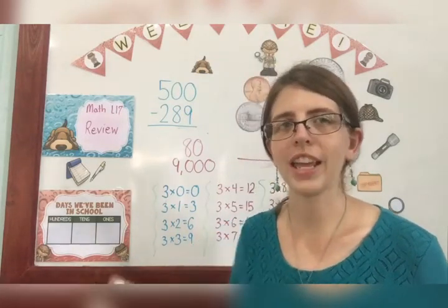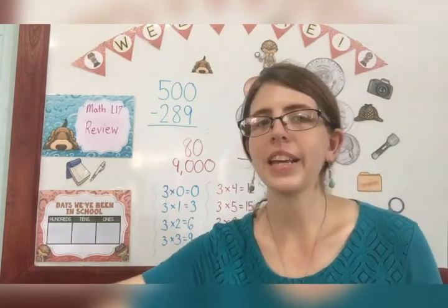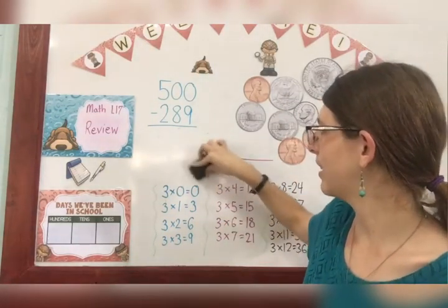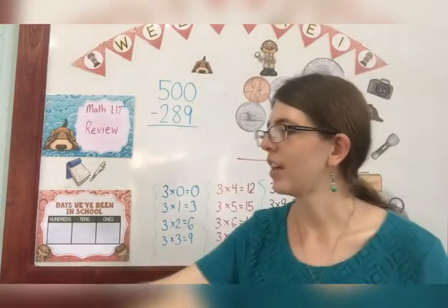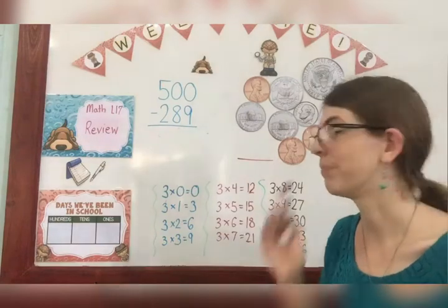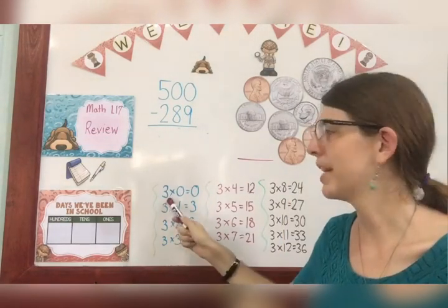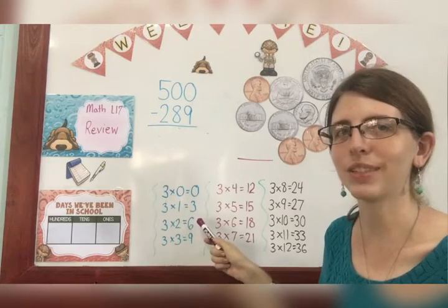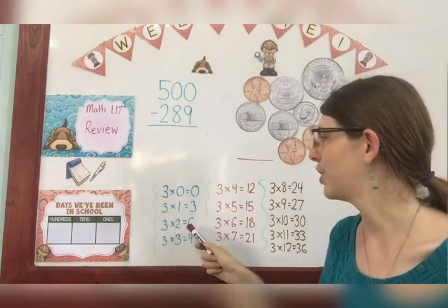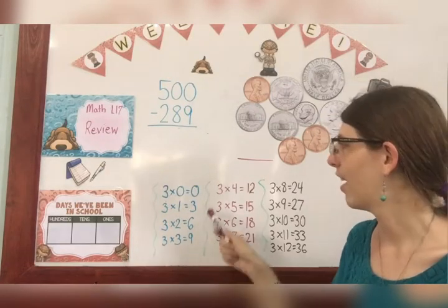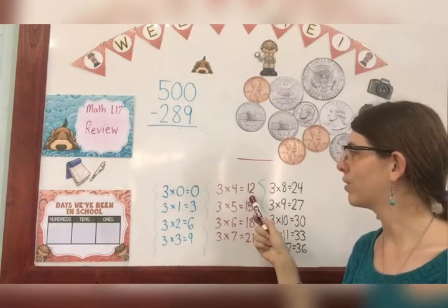Okay, now we are going to go to the board and look at a couple things on there, starting with our 3 family. We're going to start by going over our 3 times table. So here we go. I'm going to back up a little bit so that you can see all of the times table. 3 times 0 equals 0. 3 times 1 equals 3. 3 times 2 equals 6. 3 times 3 equals 9.